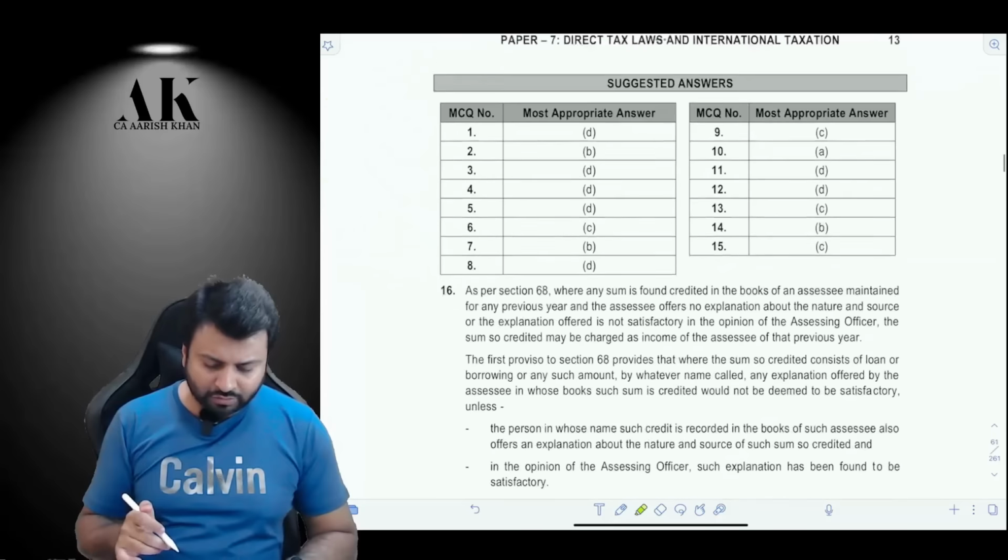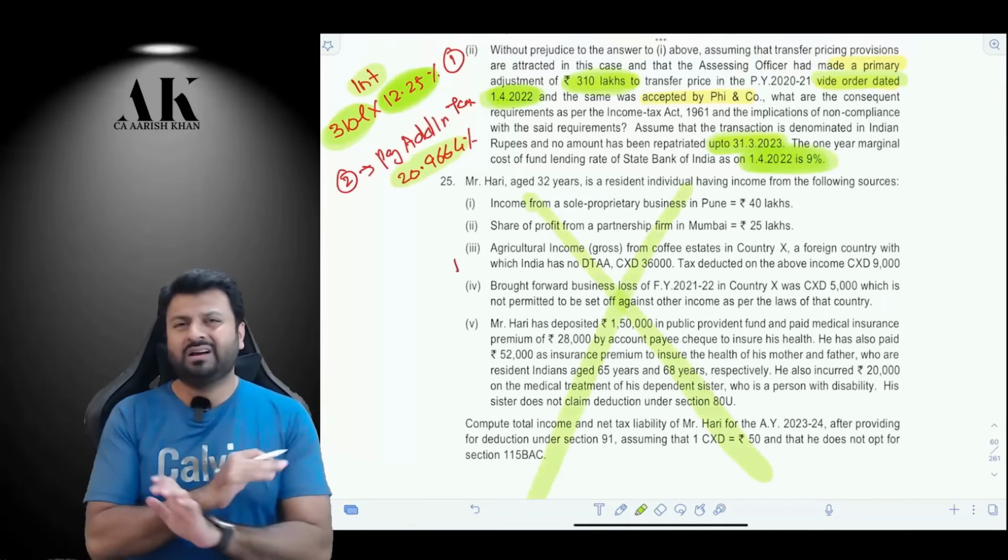Okay. And one last question is over here. This will complete all the RTP. This is based on what? A DTAA question. Don't see that.